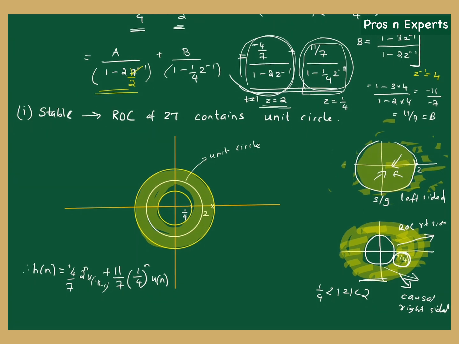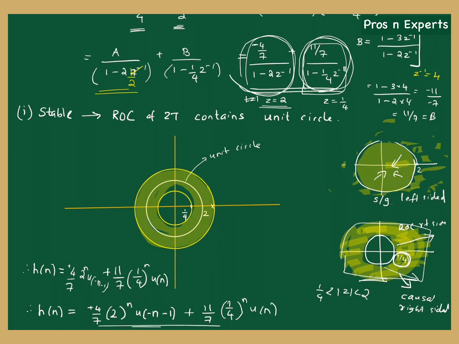So let me write it a bit more clearly. Therefore, h of n is equal to, the first signal corresponding to this term is left-sided. So minus of minus 4 by 7 is plus 4 by 7 into 2 raised to n. To make it left-sided, u of minus n minus 1 should be added, plus the second term should be right-sided corresponding to this term. So right-sided, therefore no need of any change. 11 by 7 into 1 by 4 to the power n, and since it is right-sided, it is u of n. Okay, so this is the impulse response when the system is stable.